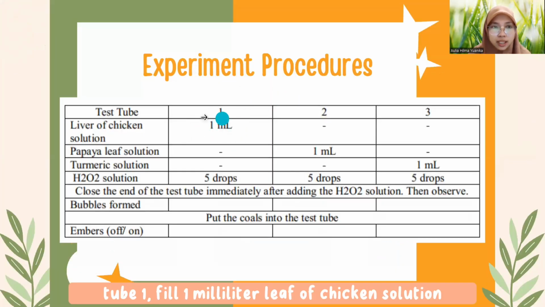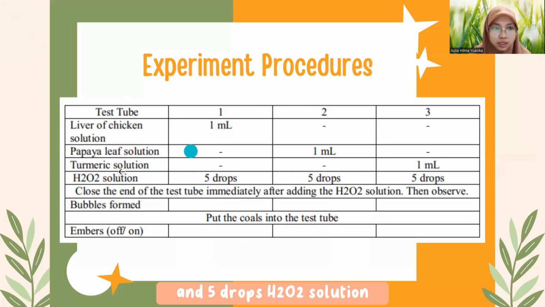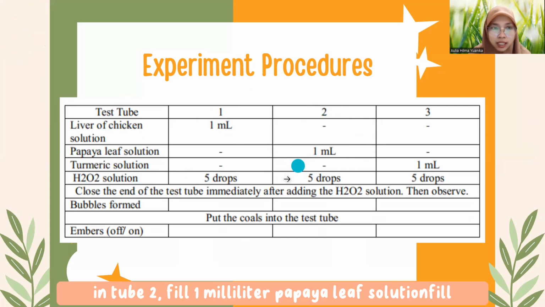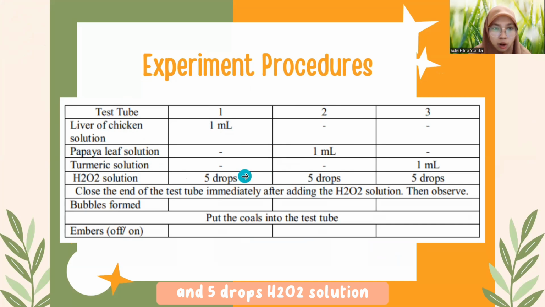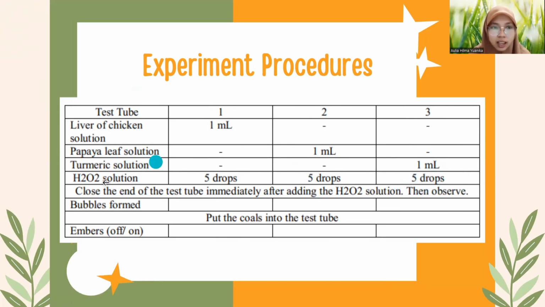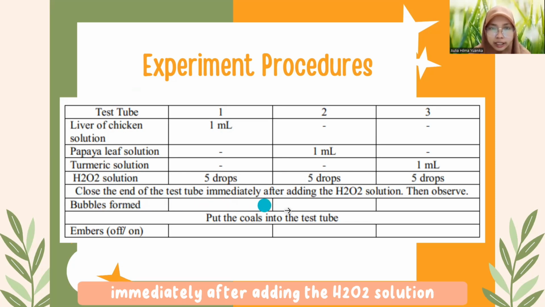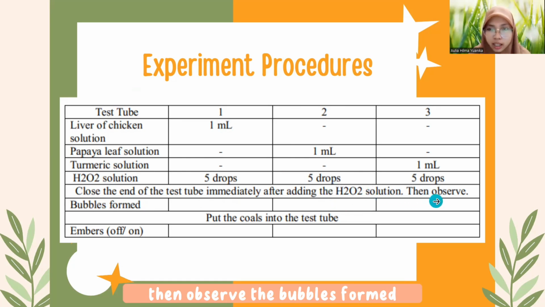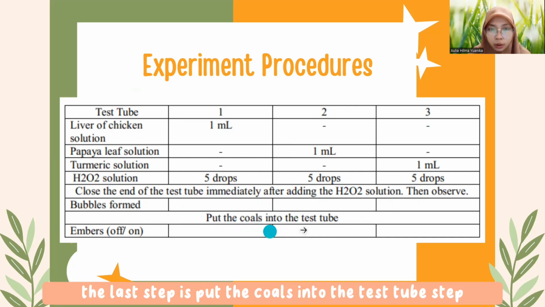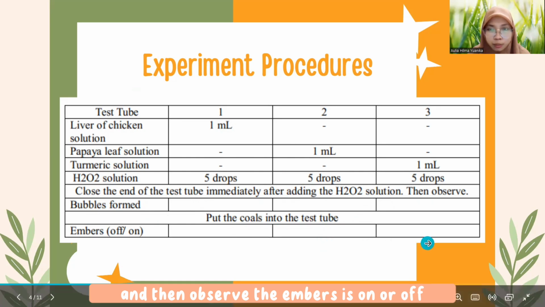Tube 1: fill 1 milliliter liver of chicken solution and 5 drops H2O2 solution. In tube 2, fill 1 milliliter papaya leaf solution and 5 drops H2O2 solution. And tube 3, fill 1 milliliter turmeric solution and 5 drops H2O2 solution. Then close the end of the test tube immediately after adding the H2O2 solution. Then observe the bubbles formed. The last step is to put the coals into the test tube and then observe whether the embers are on or off.